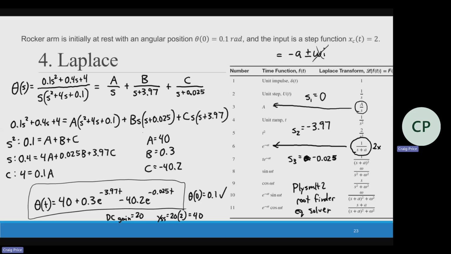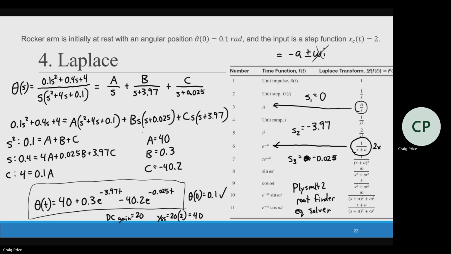So therefore, theta as a function of time is equal to 40 plus, this is my B value, 0.3 e to that. So that's going to die out after about a second. And then we've got this, and this dies out after quite a few seconds. But we can, again, check a few things. We know the DC gain was 20. So this makes sense. 40 should be our final value. We can also double check theta at time 0. That should equal 0.1, and it does.